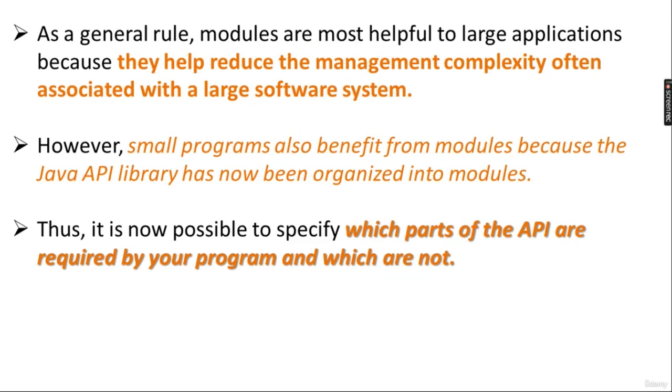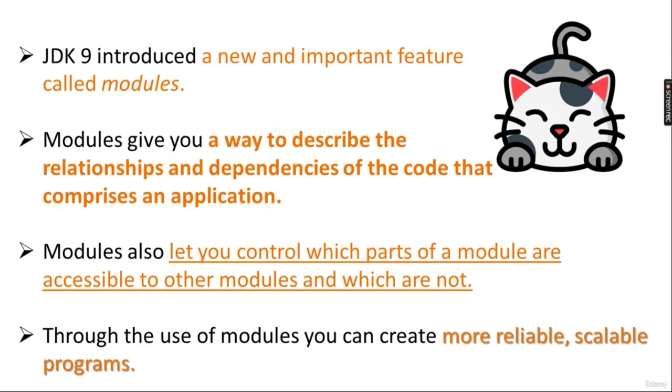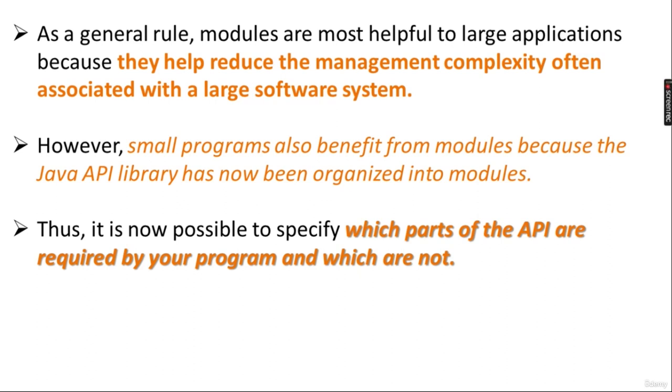Now we will begin with modules. Modules are most helpful to large applications because they help reduce the management complexity often associated with a large software system. So modules are like simple parts, and because of those parts, you can create more reliable and scalable programs. Small programs also benefit from modules because the Java API library has now been organized into modules. So for both large and small programs, modules are beneficial.